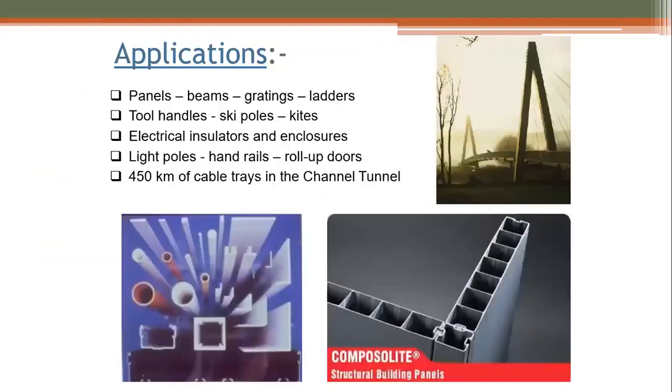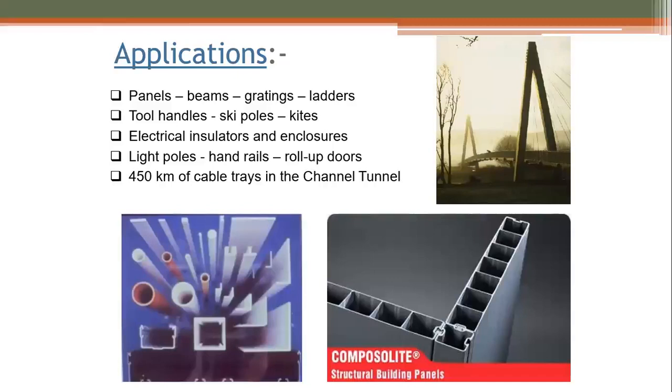Next, coming to the applications of the pultrusion process. These are highly used in panels, beams, gratings, and ladders. Panel sections are used to divide rooms as well as sections; that is called panels, and gratings also. Ladders are used to lift loads. And next, tool handles, sky poles, and kites. These are all the different applications of the pultrusion process.